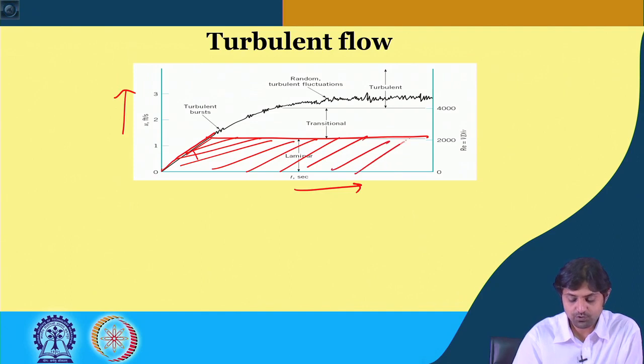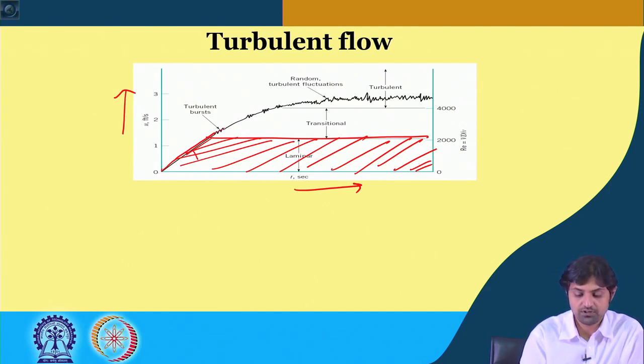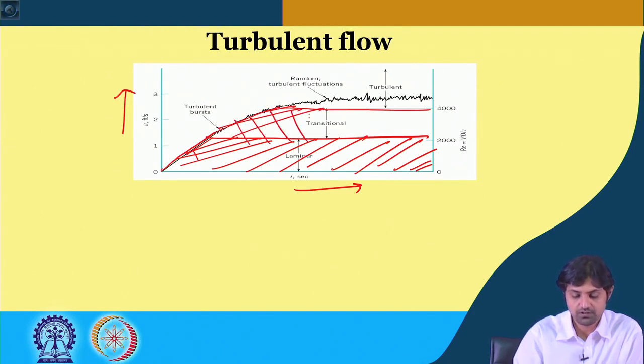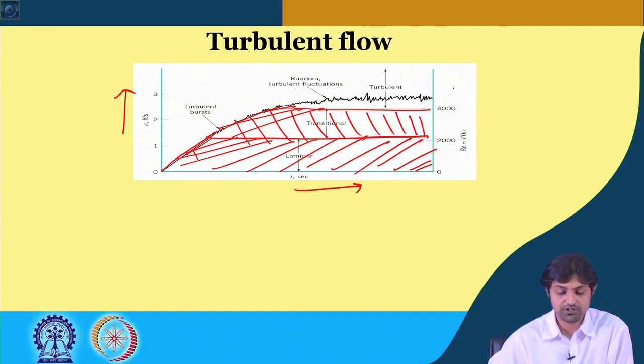The idea is, if you keep on increasing the velocity, the Reynolds number will increase and the flow will become from laminar to transitional to turbulent. As you keep on increasing the velocity, until this point it is still transitional, up to a Reynolds number of 4000. And after that it becomes fully turbulent.